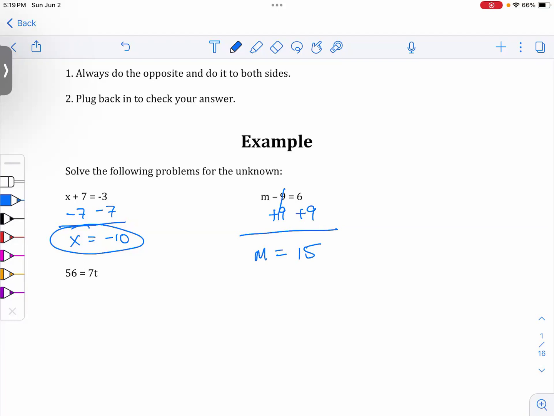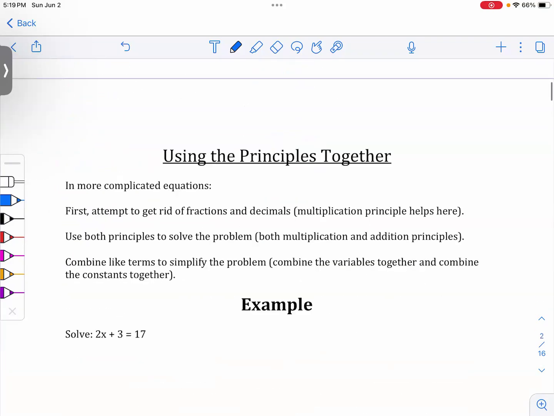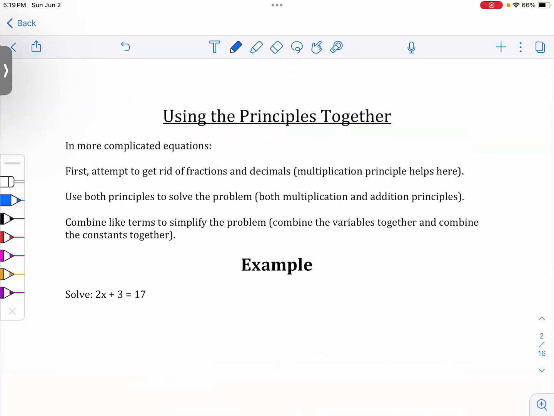56 equals 7t. Now, whether it's written with the variable on the left or the right, that makes no difference. 7 is being multiplied by the variable, so divide both sides by 7. That gets me 8 on this side equals t. Now, that is a very simple situation.